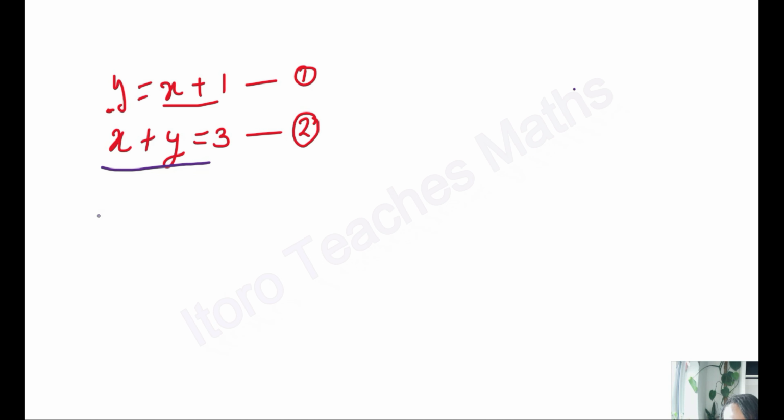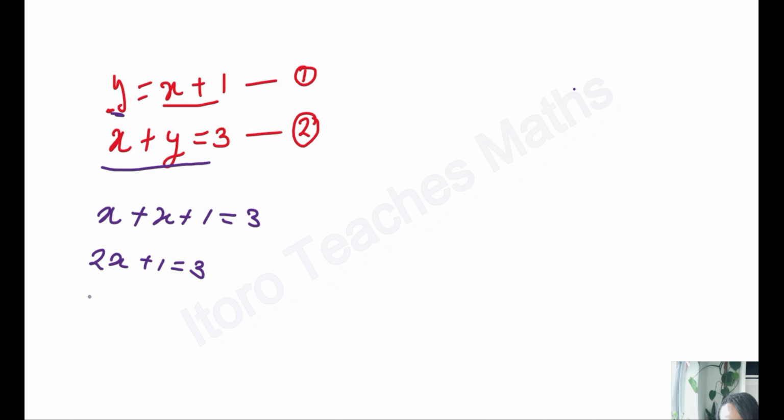So here we're not going to say y, but we're going to say x plus 1, because y equals x plus 1. So we're going to have x plus x plus 1 equals 3. Now we have written equation 2 differently. x plus x is 2x. If you think, let's say x is an orange, one orange, two oranges. So this is 2x plus 1 equals 3.